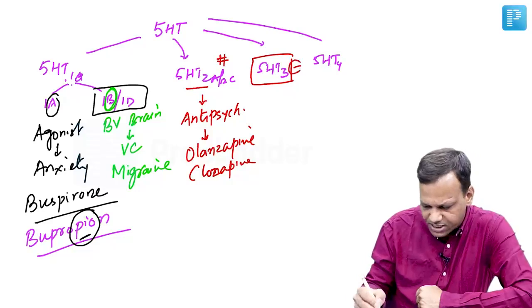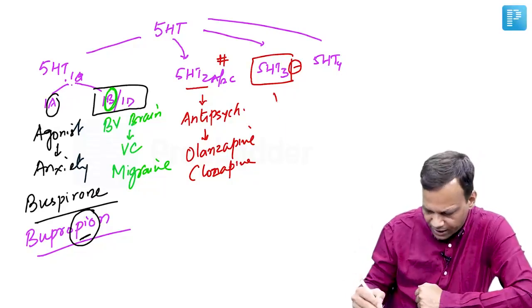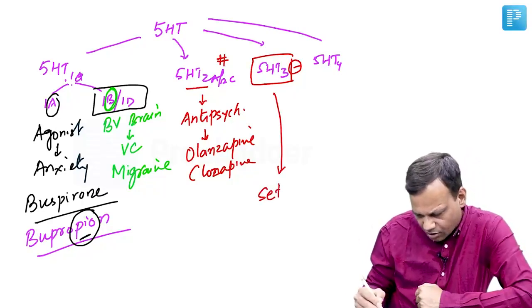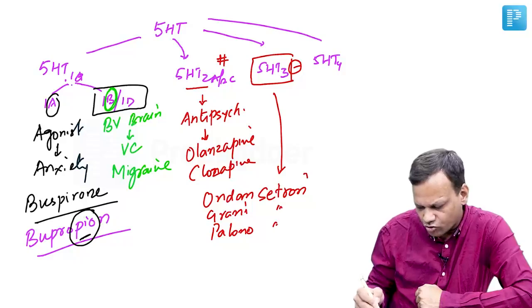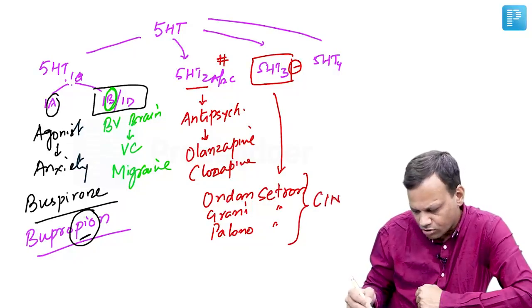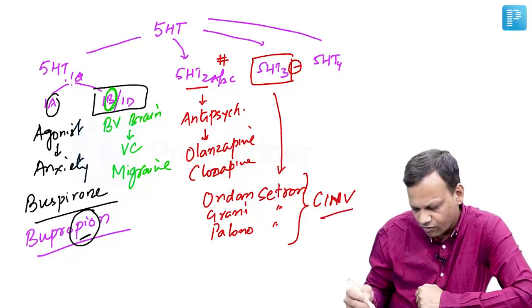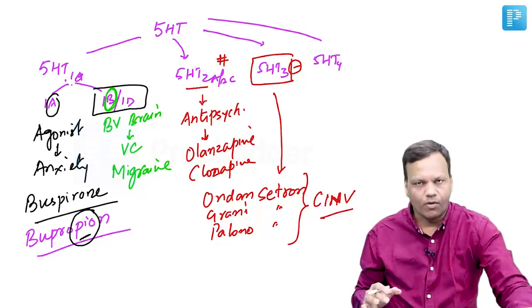The blockers of 5-HT3 are used for treatment of vomiting, and the drugs end with -setron, like ondansetron, granisetron, palonosetron. Setrons are drugs of choice for chemotherapy induced nausea and vomiting. They are drugs of choice for anti-cancer drug induced vomiting.